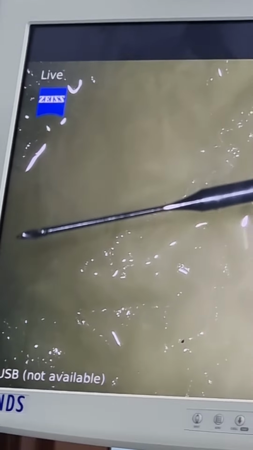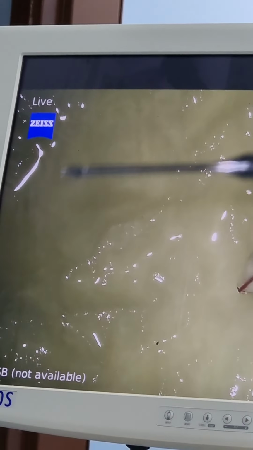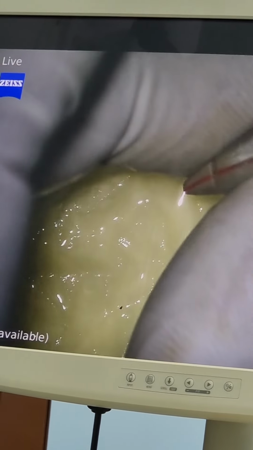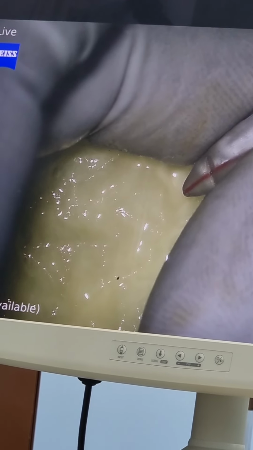So how to overcome this? We will now use a low speed handpiece with a Gates Glidden drill. This is the Gates Glidden drill. I told you we will use size 3 and size 2. So where to use size 3 and where to use size 2? Almost from upper central, upper lateral, canine.